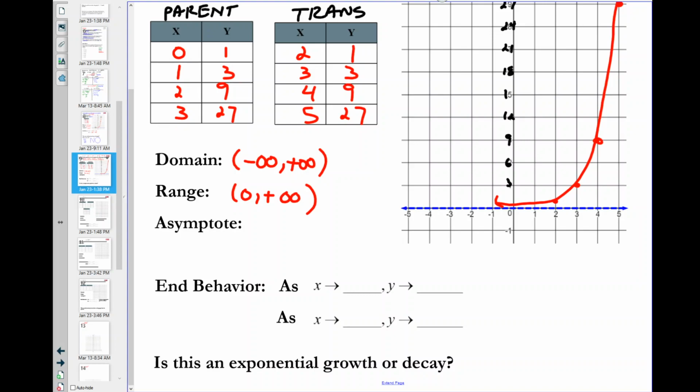Tommy, yo, Tommy. Asymptote. Where's the asymptote? You're the man, Tommy. Okay, Maria, here's your chance to totally redeem yourself. And behavior.